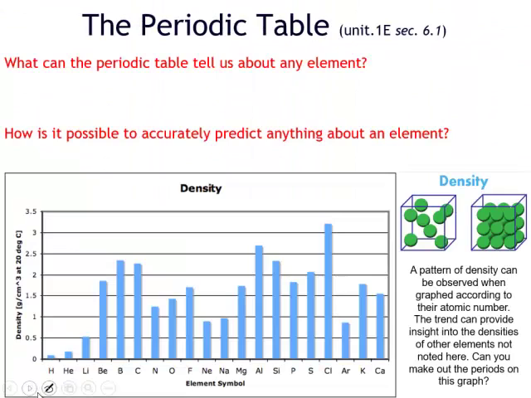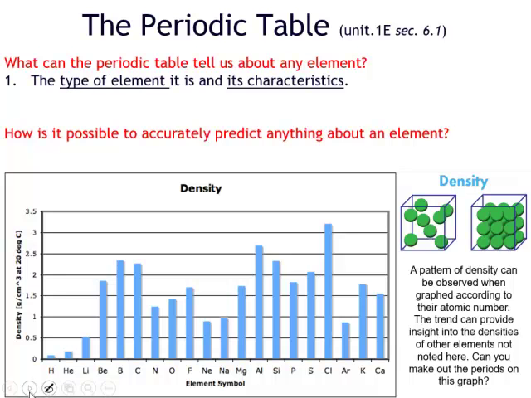So using that idea of periodic law, we can extract a lot of information about elements. One of the things we can extract is the type of element and its characteristics.